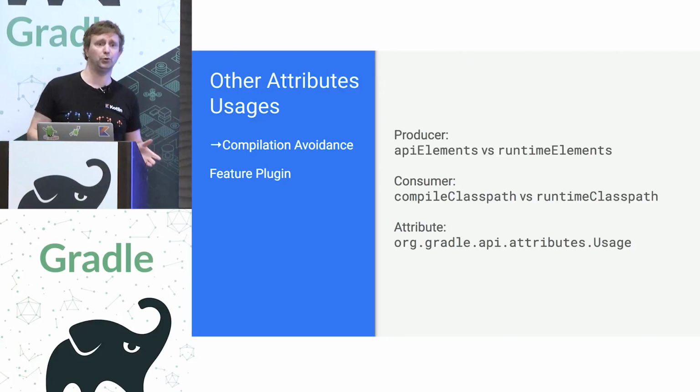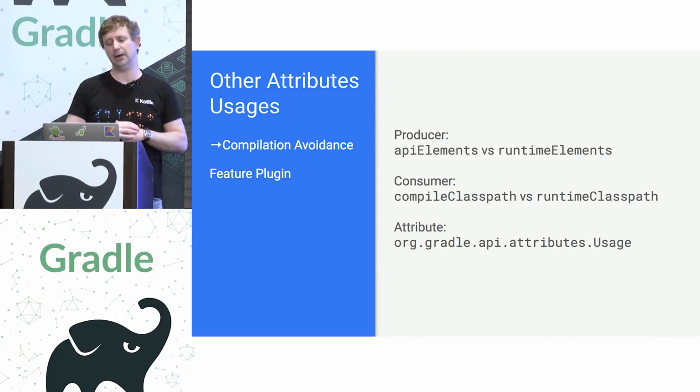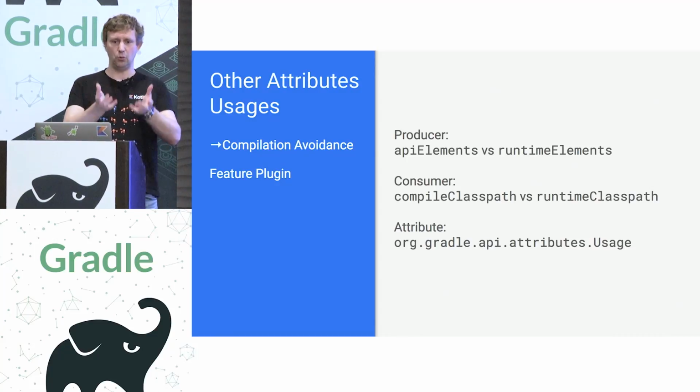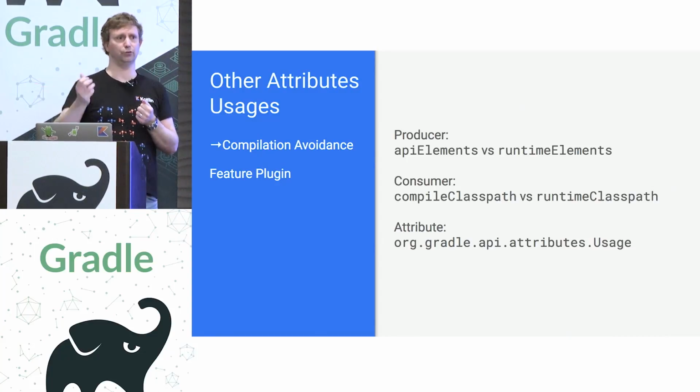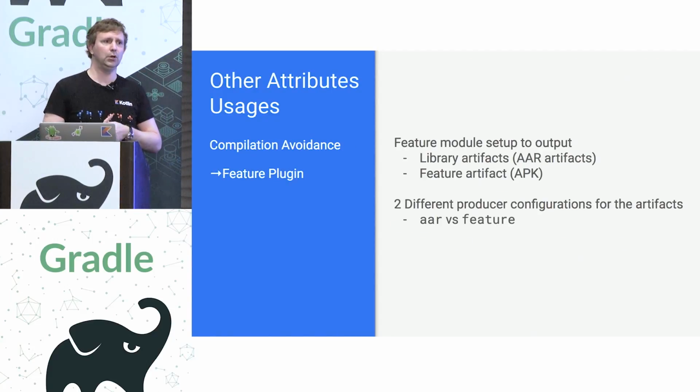Those attributes are extremely powerful. The first thing that I mentioned is the compilation avoidance, right? So you have API element, runtime element, and they have this usage attribute that allows Gradle to be like, hey, I'm trying to build something for compile. You have 2 of them. I'm going to pick compile instead of runtime, right? And then we have it also in the feature plugin.